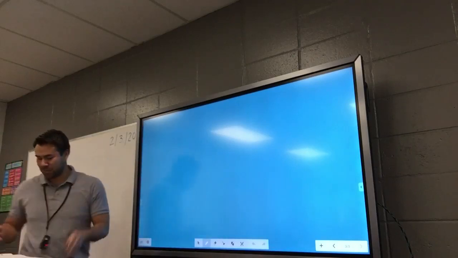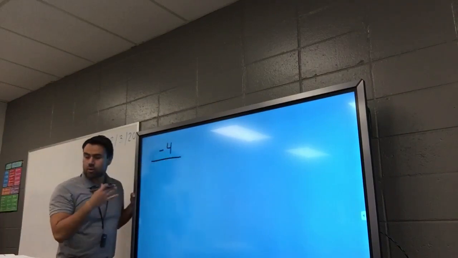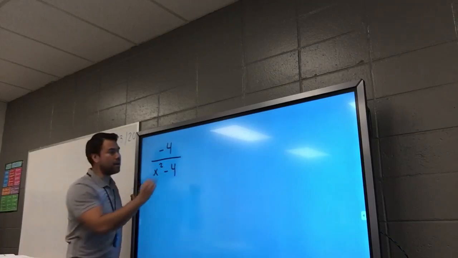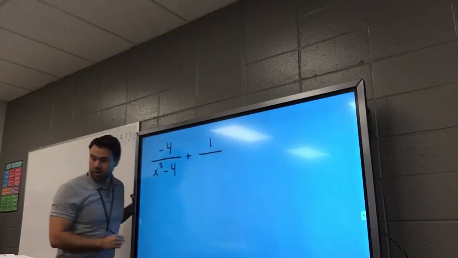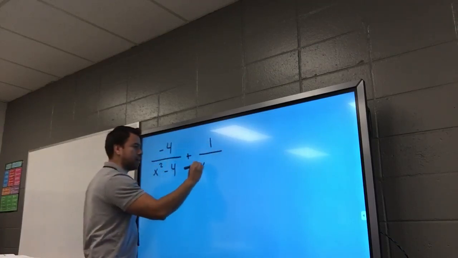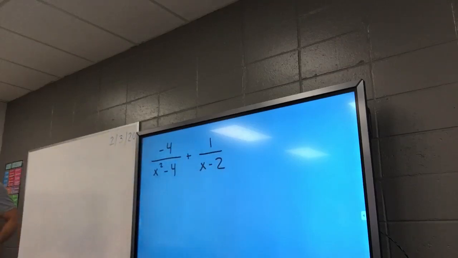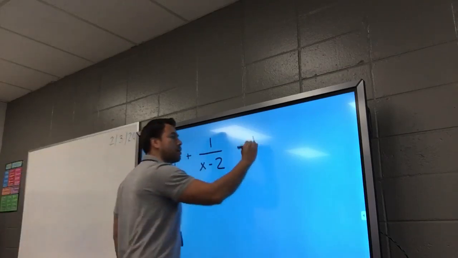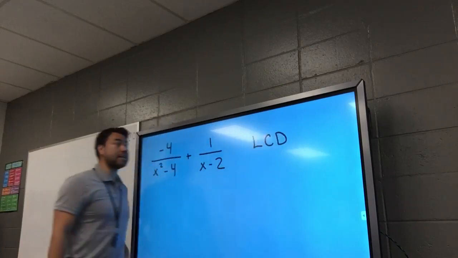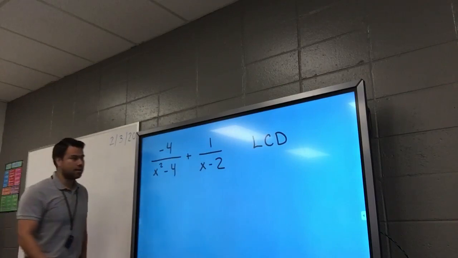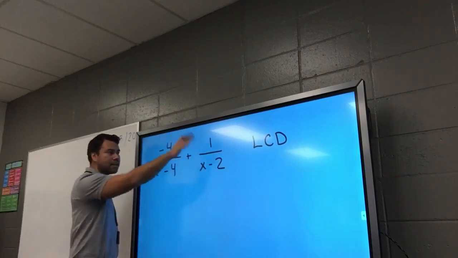Oh, then these are going to be really hard. Negative 4 over, here's where we start getting a little bit more going on. X squared minus 4 plus 1 over x minus 2. Okay, so here's our problem. We're trying to add these two together, but we don't have common denominators. I want to find that LCD, but the way to find the LCD properly and easily is if I factor. I'm going to factor, especially the denominators, but I could do the numerators as well.